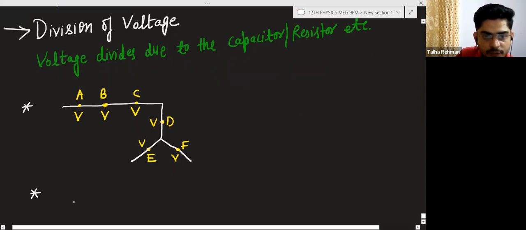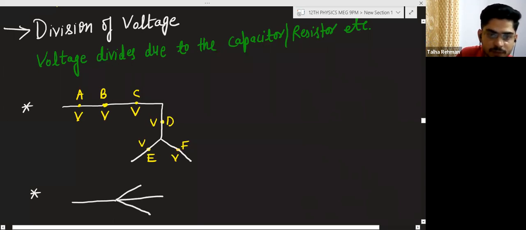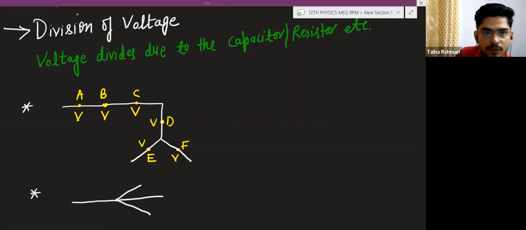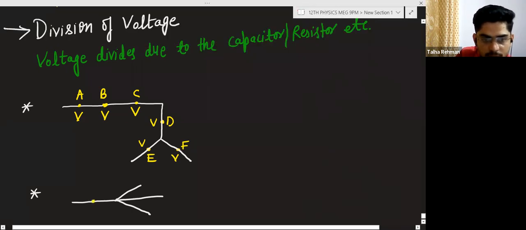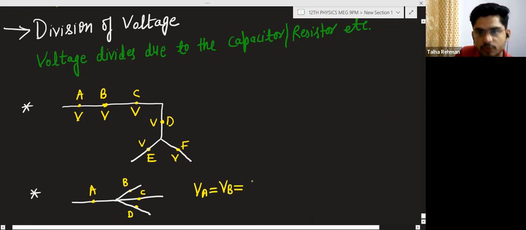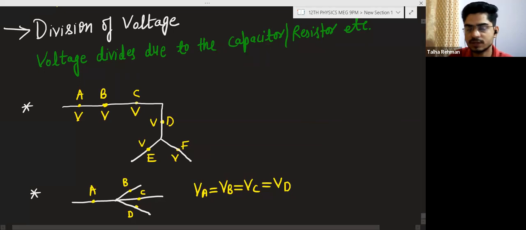And if you are doing this like this, three branches are there in the wire, and this is a junction point. So there are 4 points: A, B, C, and D. Potential at A equal to potential at B equal to potential at C equal to potential at D, because there are no resistors or capacitors.